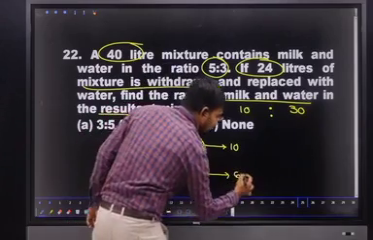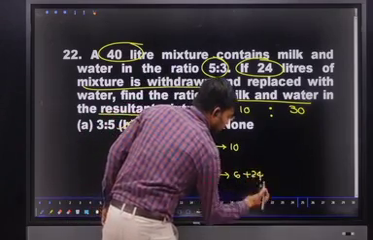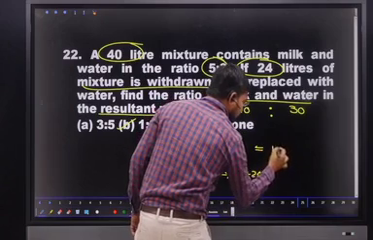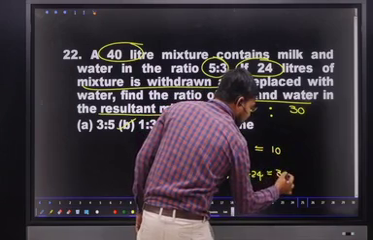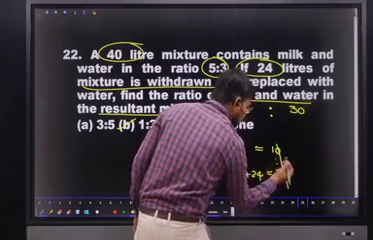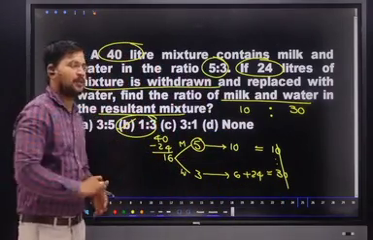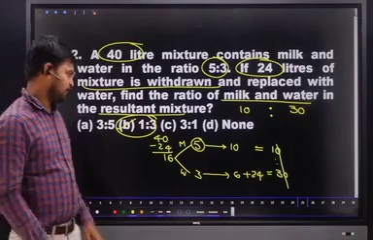Now you are adding 24 liters of water. Now the resultant mixture is what, Amma? 10 liters milk and 30 liters water. Therefore, the resultant ratio is 1:3. Option B is the right answer.